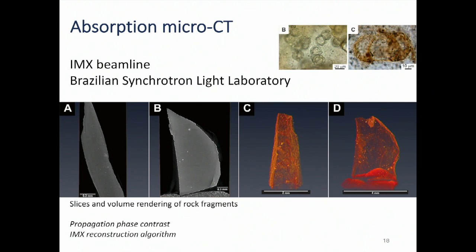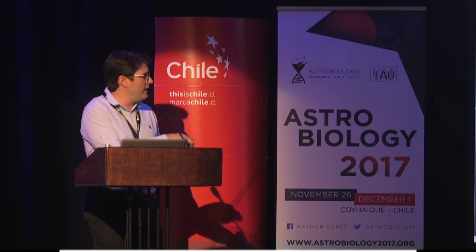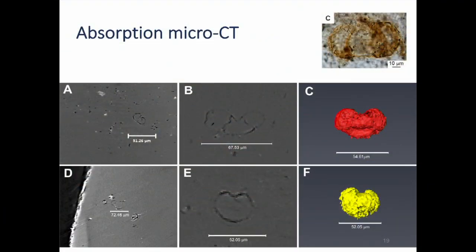So this is just a fragment of a rock a few millimeters across, and this is a 3D rendering of the inside of the rock. And you can see there are some speckles in there that we studied in more detail. So this is a zoom of these regions, and we can see the pollen grains inside the rock. As you can see here, they are these heart-shaped structures. These are 3D renderings of these structures. They are about 50 microns in length, so they are quite small.